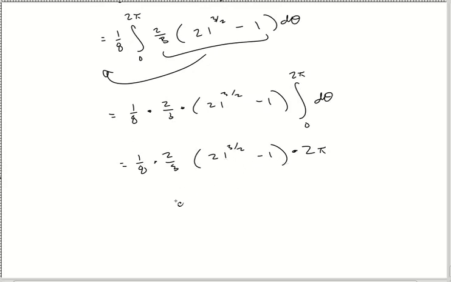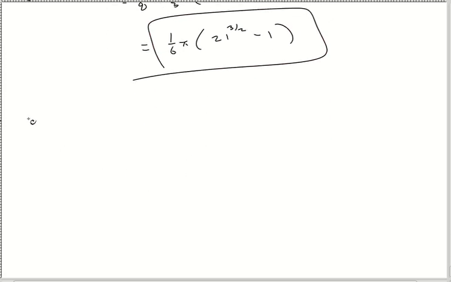Kind of leave this part alone right there. And it ends up being, in the end, 1/6 pi of this 21 to the 3/2 and then minus 1. So there you go. All right, next one.